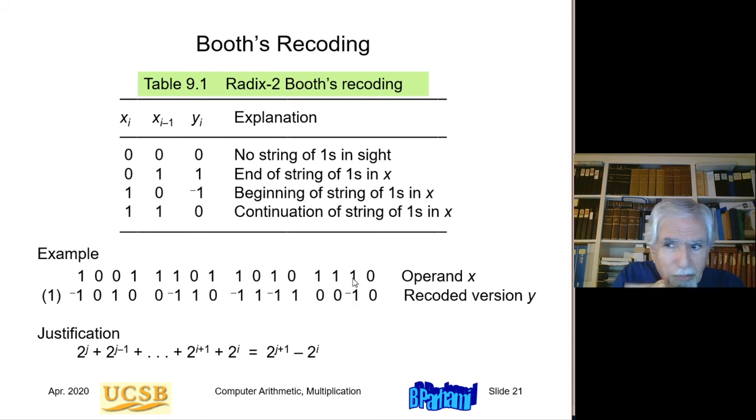Okay? So by replacing a string of 1s with a negative 1 in its least significant position, with zeros everywhere else, and a 1 after the end of the string of 1s, you reduce the number of add and subtract operations, and therefore speed up multiplication in those very early computers.